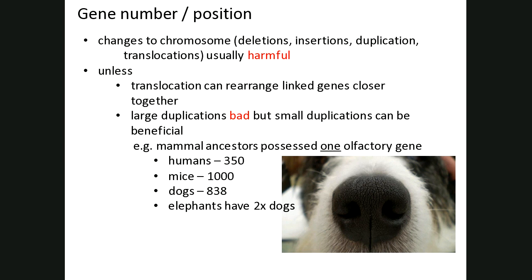Our mammalian ancestors had one olfactory smell gene, just one, right? Humans, we got about 350. Not a bad sense of smell. Mice have about 1,000, three times as much. And Cooper the dog has about three times as much as well, 838 olfactory genes. So as I always tell folks, dogs smell the world the way we see it. They smell it with that kind of depth.